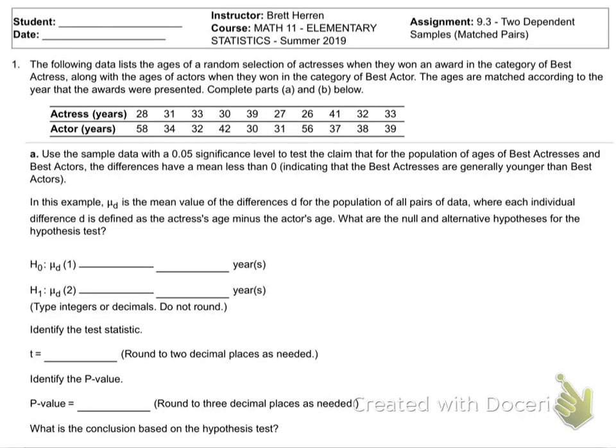Okay, here we are in section 9.3, two dependent samples, matched pairs. Okay, so look at question number 1 here. The following data list the ages of a random selection of actresses when they won an award in the category of Best Actress, along with the ages of the actors when they won Best Actor. The ages are matched according to the year that the awards were presented.